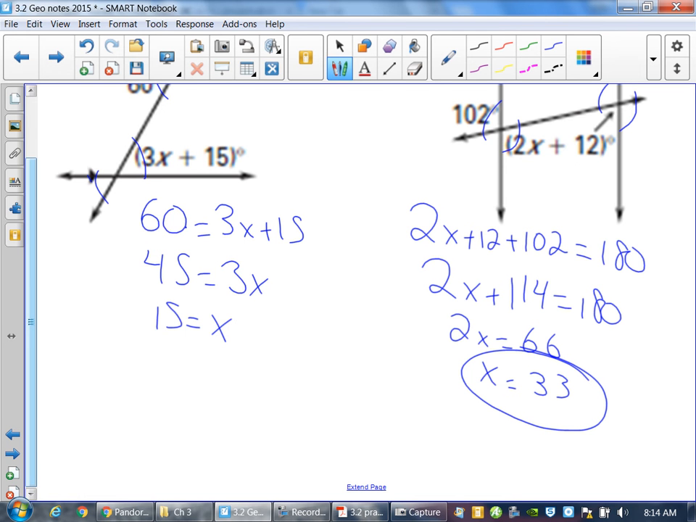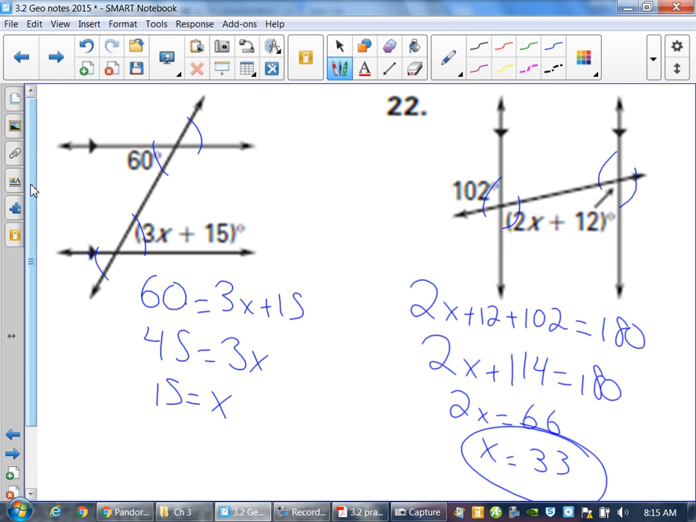Yeah, absolutely. That's another way to do it. Hey guys, what she was doing is that right off the bat, she got the supplementary. The supplementary to 102 is 78. And you just set those two equal to 78. It's fine. Works the same way. There's more than one way to do this. That's perfectly fine. Nothing wrong with it at all. Okay?